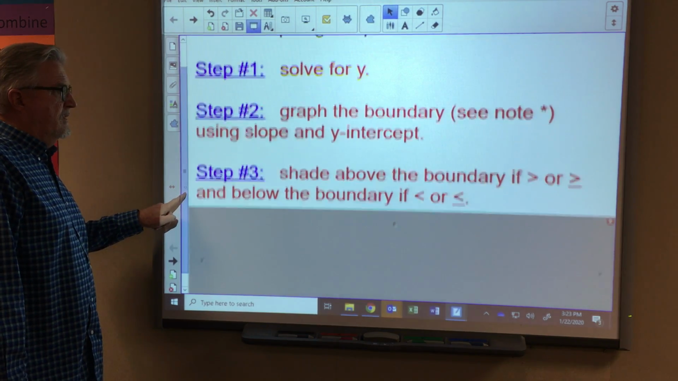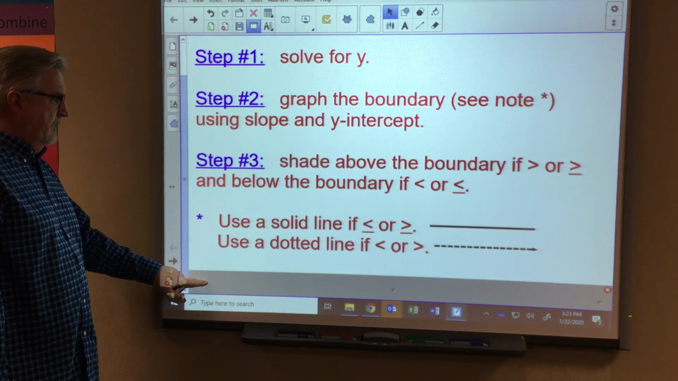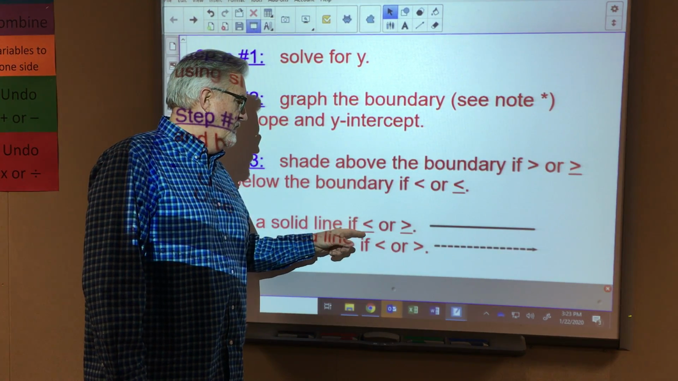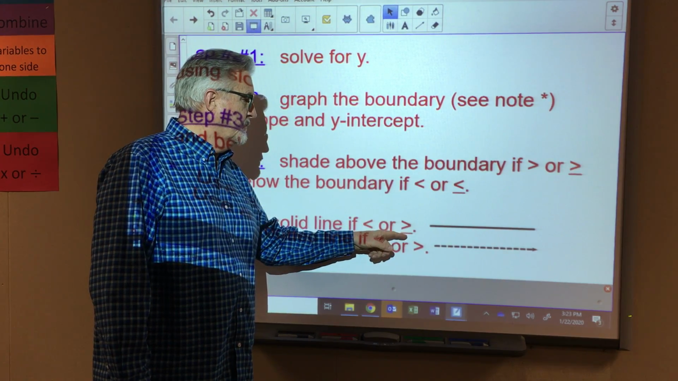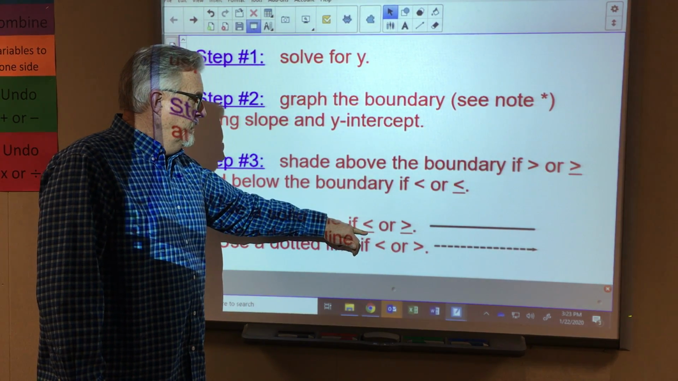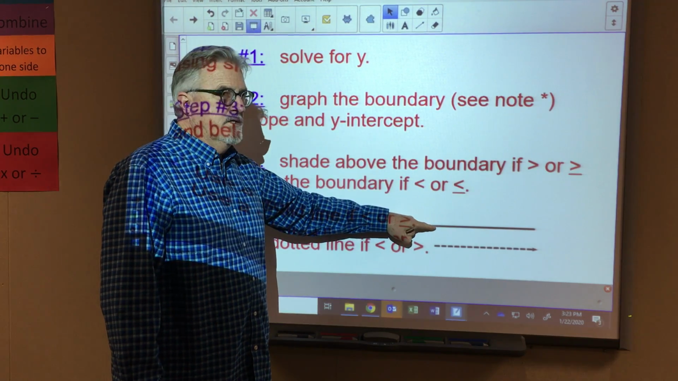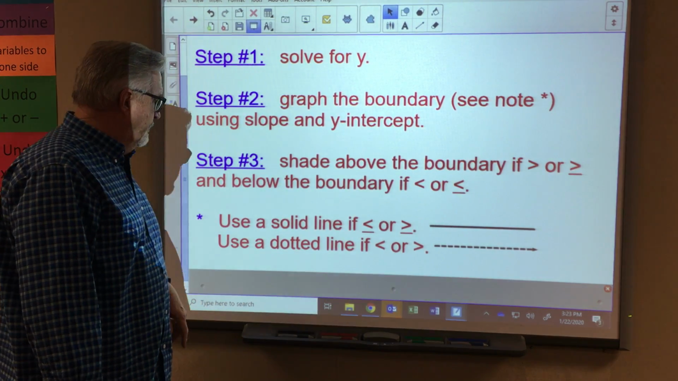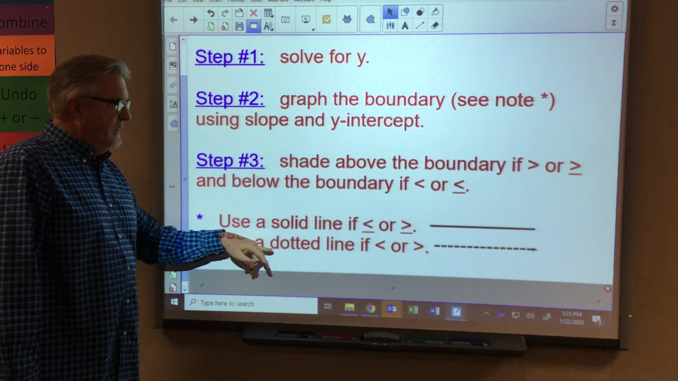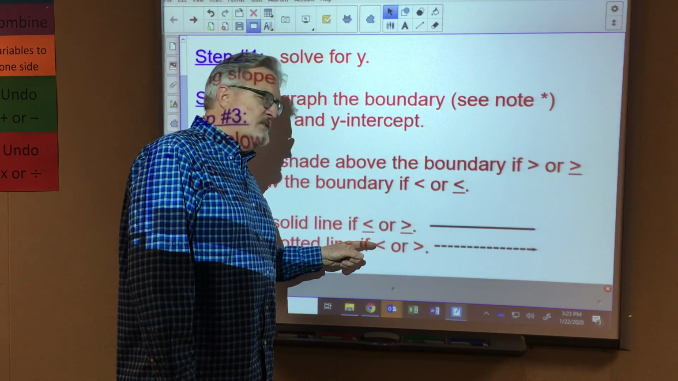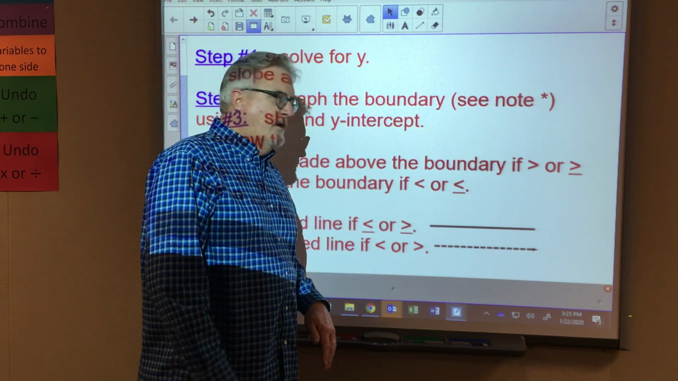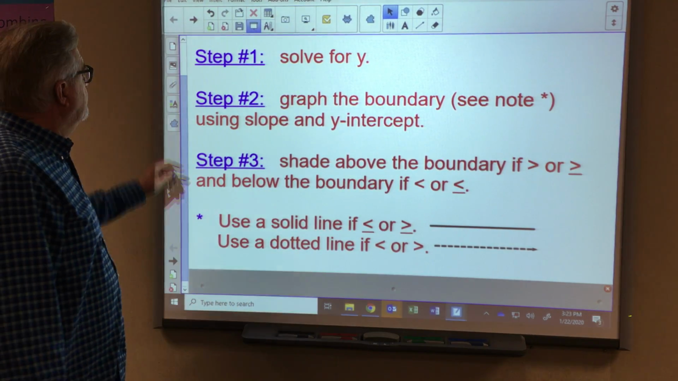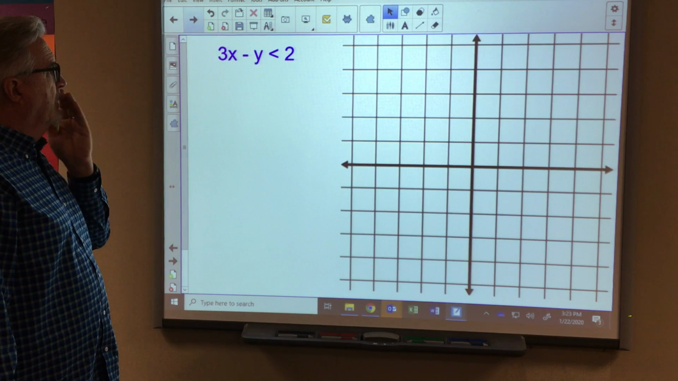Now about that note I said. You're going to use a solid line if it is a less than or equal to or a greater than or equal to. If it says or equal to, that means that this line is also part of the solution, and you would use a solid line with arrows on both ends. It says use a dotted line if it's just simply a less than or greater than sign. It does not have the equal to sign part. Okay?